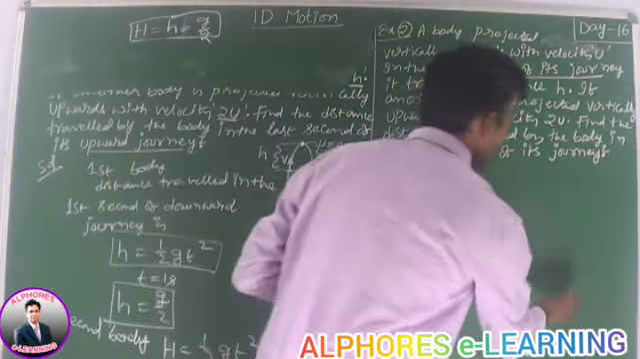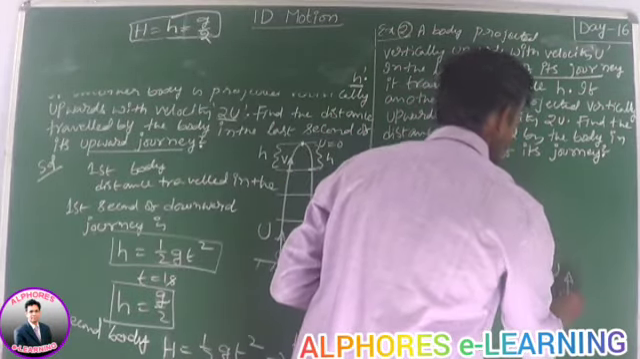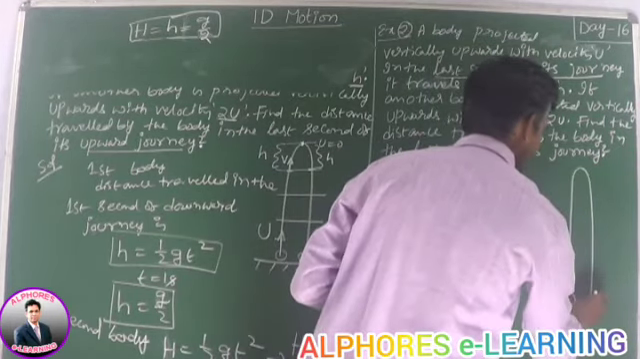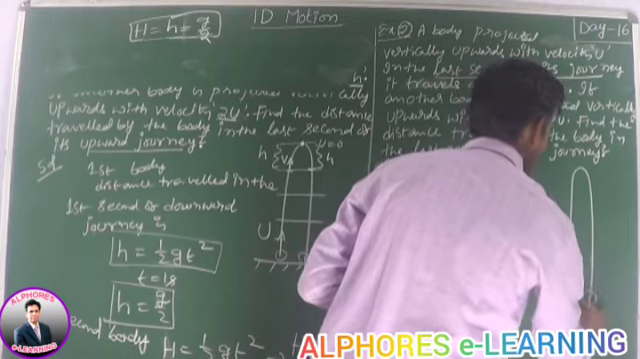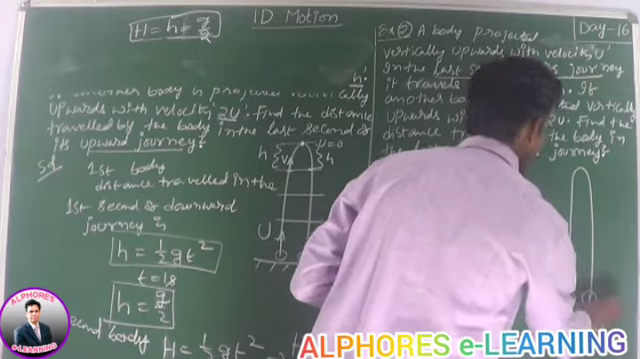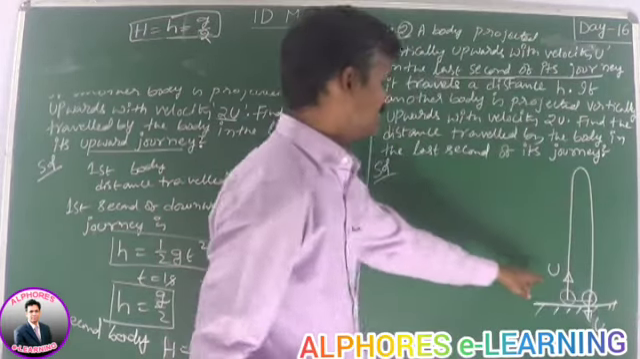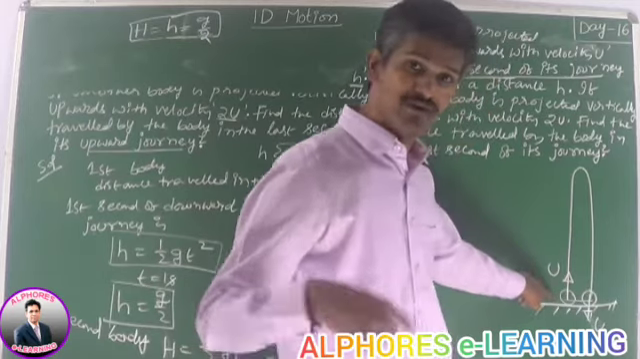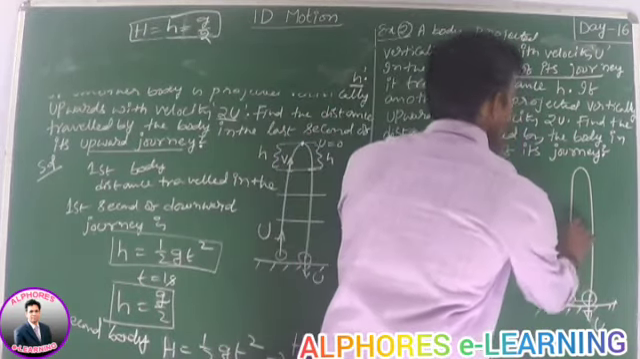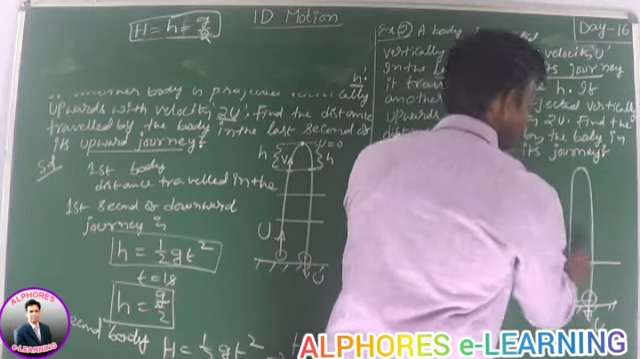Suppose I consider the first body, which has initial velocity u. It reaches some maximum height, and then it falls down and reaches the ground with velocity u. We already know that. Suppose it started here. The last 1 second of its journey means, if this body travels vertically upwards, reaches maximum height and then falls, suppose this is the last 1 second.